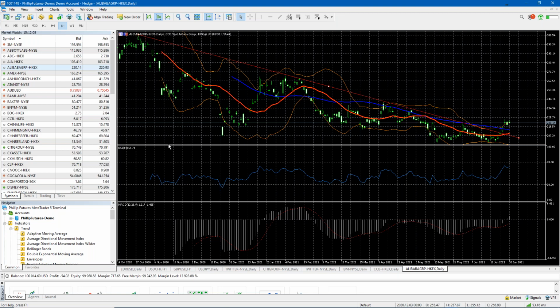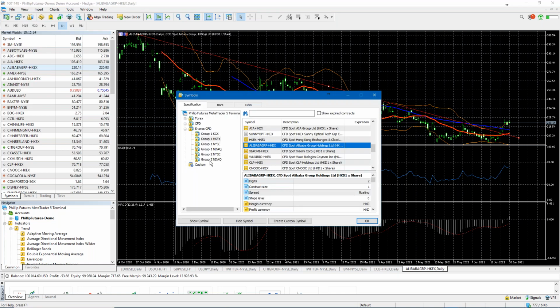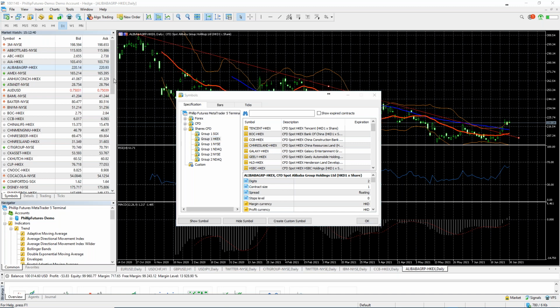Hang Seng, let me check. There should be one Hang Seng here. Any index? Give me some time. One second. I will check if we have Hang Seng here. Yes, we do. CFD spot Hong Kong Hang Seng. This one? Yeah. Thank you, Ming.